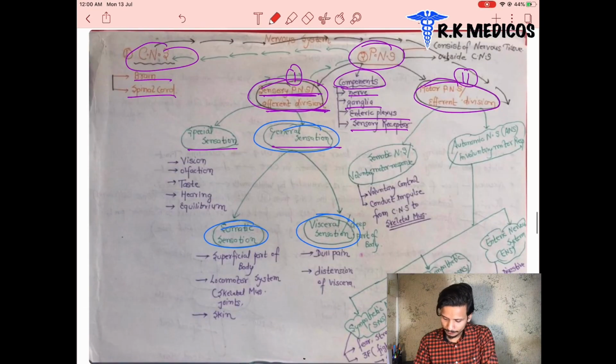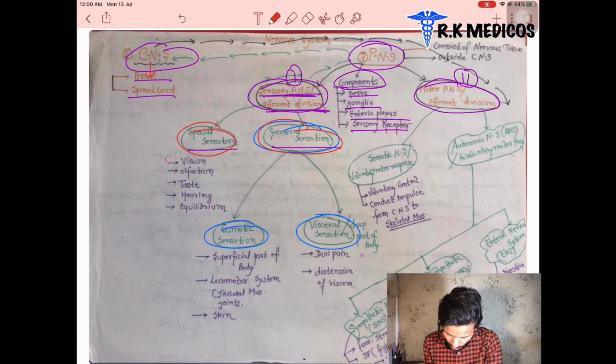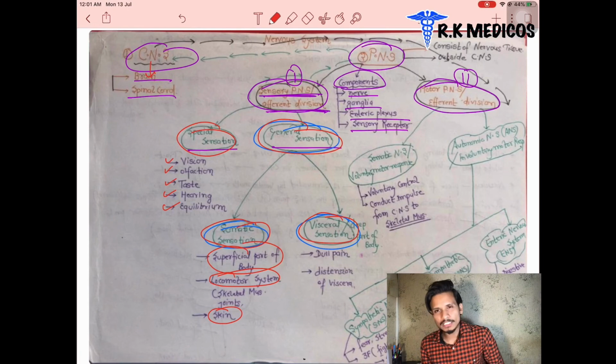We can see here that the brain and spinal cord are the central nervous system part. The sensory part is divided into special senses and general senses. The special senses are vision, olfaction, taste, hearing and equilibrium, and the general sensations include somatic and visceral. The somatic is the superficial part of the body, the locomotor system or the skin, and in the visceral part there is dull pain or distension of any region of our viscera. Viscera basically means the visceral part of our digestive tract.